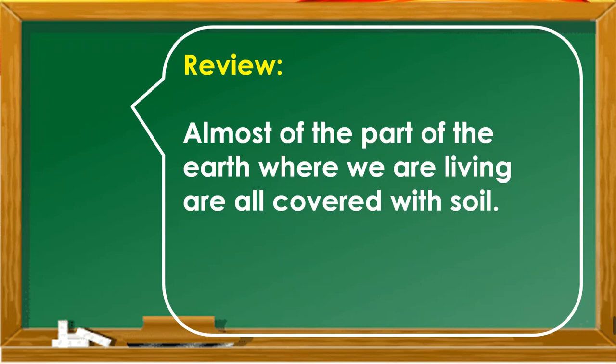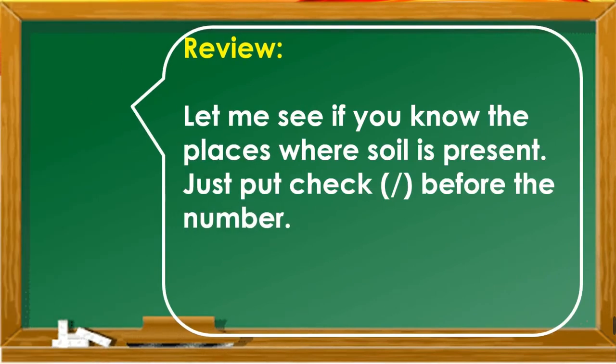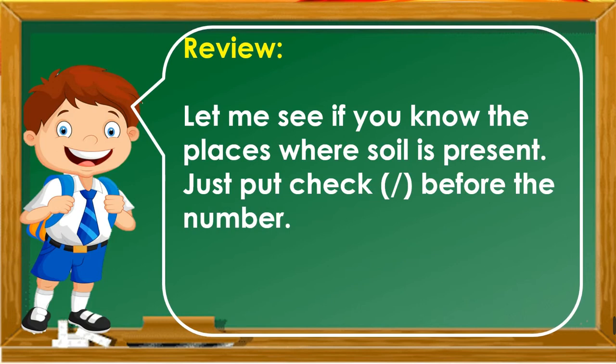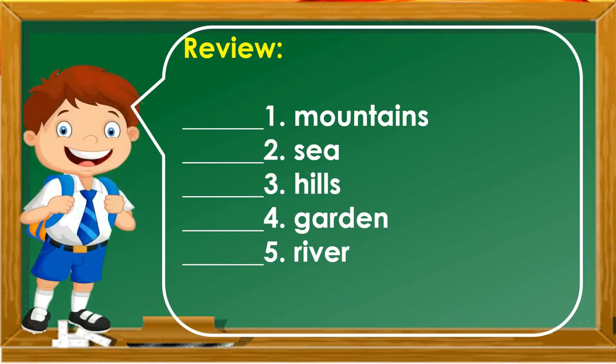Almost every part of the earth where we are living is covered with soil. Let me see if you know the places where soil is present. Just put a check before the number. Number 1, mountains. Number 2, sea. Number 3, hills. Number 4, garden. Number 5, river.